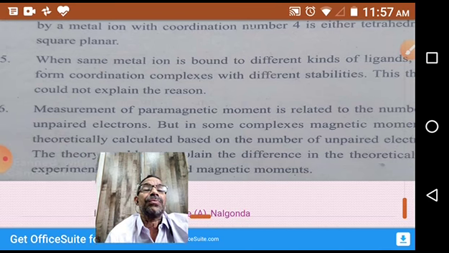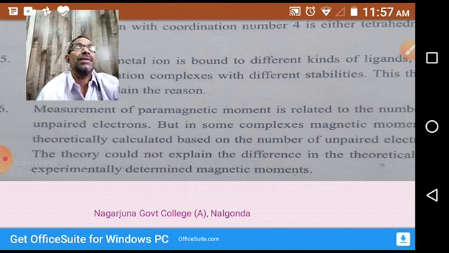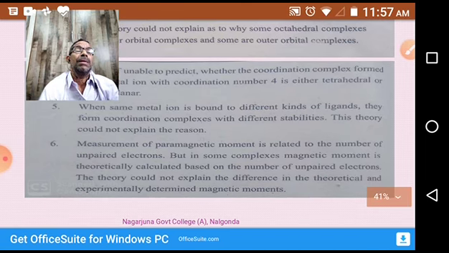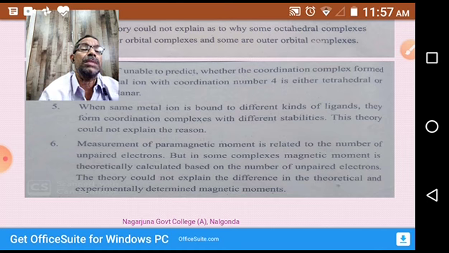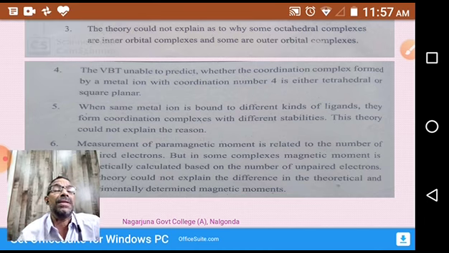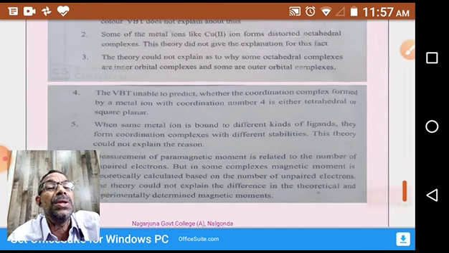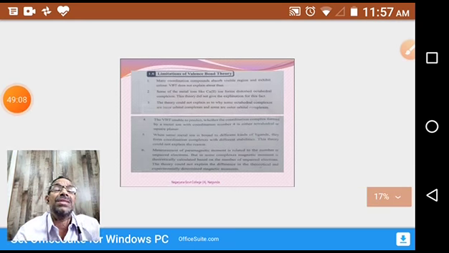Finally, the measurement of the paramagnetic moment is related to the number of unpaired electrons. But for some complexes, the magnetic moment theoretically calculated based on the number of unpaired electrons does not match. The theory could not explain the difference between theoretical and experimentally determined magnetic moments. That means the theory predicts whether a compound is diamagnetic or paramagnetic, but it is not exactly sure why some compounds are more paramagnetic and some less paramagnetic. So the values are also not exactly matching. Magnetic properties are not explained properly. So these are the important drawbacks of this theory.